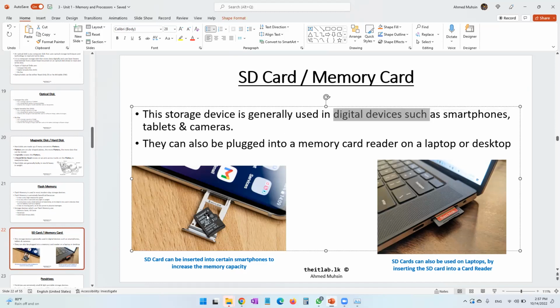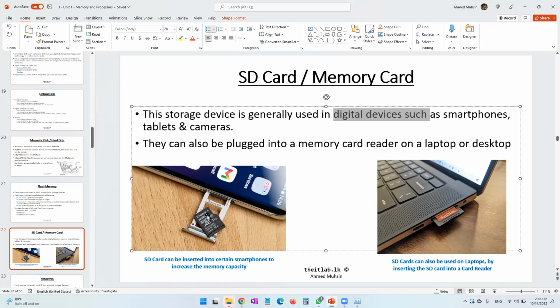So you will have a slot to insert your card, but nowadays most smartphones do not allow you to put a memory card. You have to use whatever memory they have given you. But there are certain devices, certain laptops, certain tabs, for example, that allow you to connect a memory card into it. And especially if you're using a laptop or a digital camera, there would be a slot for you to put a memory card so that your photos can be stored.